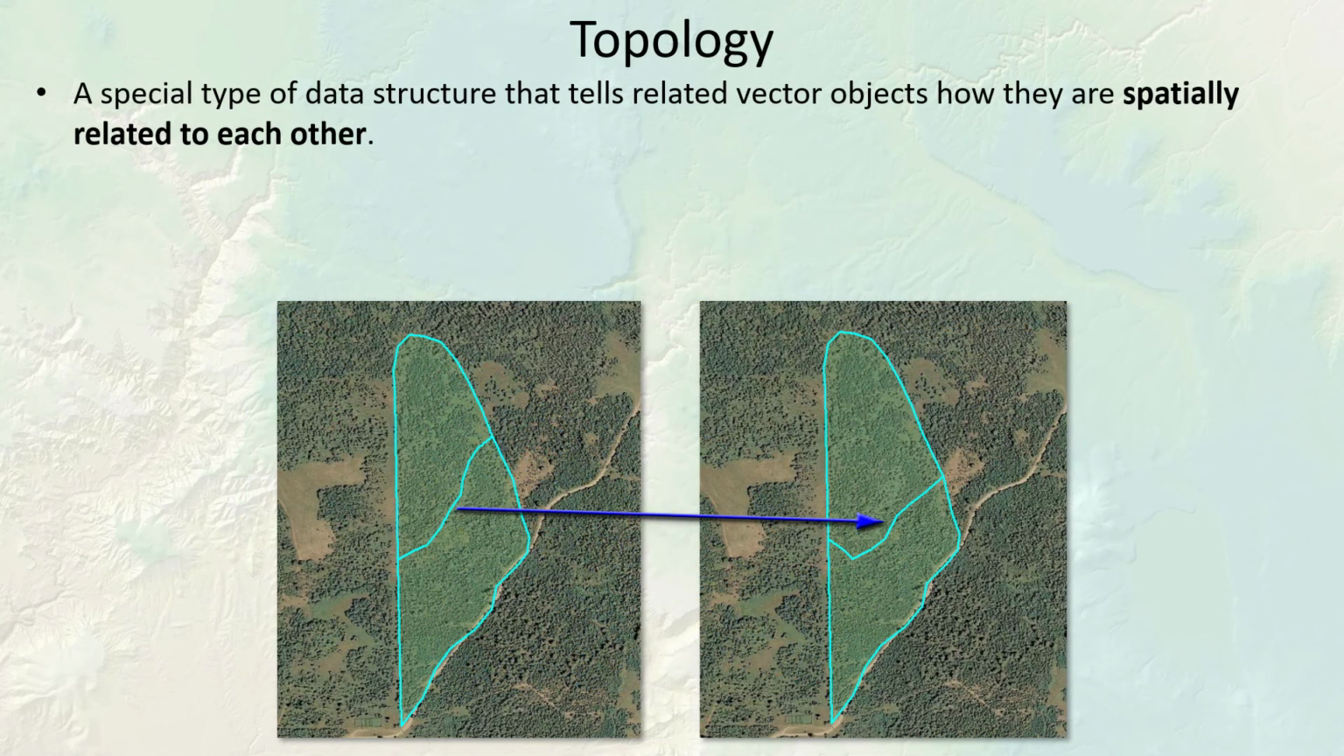A topology is a special type of spatial data structure. It tells related vector data sets how they are spatially related to each other. Topology is not typically a data set itself. So if a topology has been defined between two data sets, then if you edit one data set or feature, then you can cause corresponding edits to happen automatically in another data set or feature.